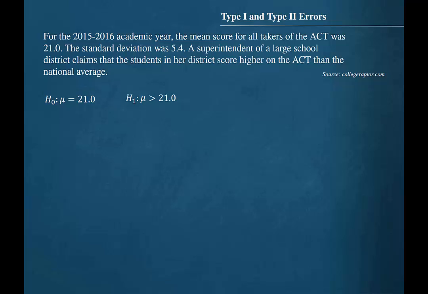The alternative hypothesis will suggest that a difference does exist. In this case, the claim is that the students in her district score higher. So therefore, the alternative hypothesis will be that the population mean is greater than 21.0. In this case, the claim appears in the alternative hypothesis.